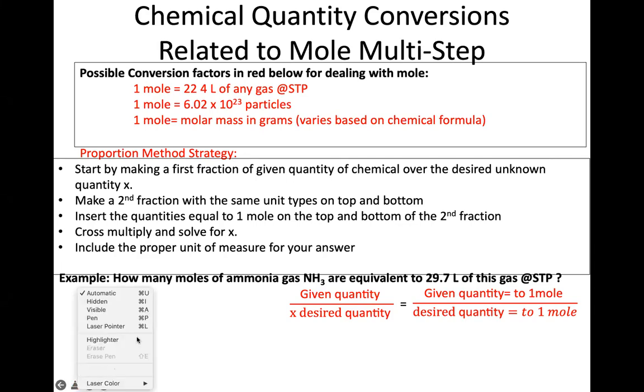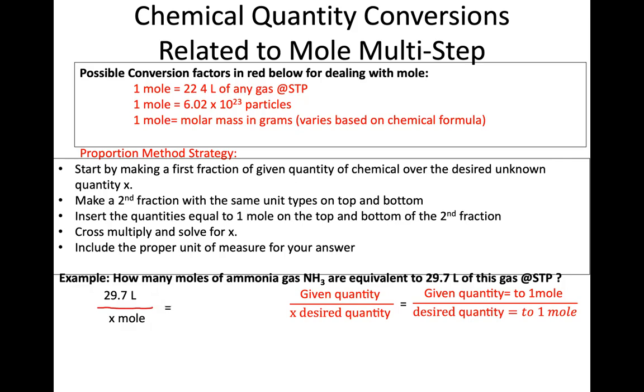Let's just read here real quick. How many moles? Well, that's a desired quantity, of ammonia gas equivalent to 29.7 liters. That's our given quantity. So our given over our desired, our X, we use the units of measure in the fraction. That'll allow us to set up a proportion. So let's get to work with setting up the proportion. The given quantity, 29.7 liters, we label it with liters, over the desired quantity. It says how many moles, so our X value is our unknown in a mole amount.